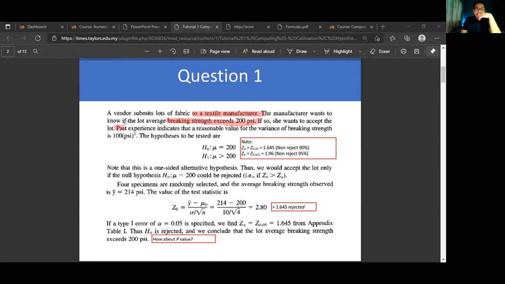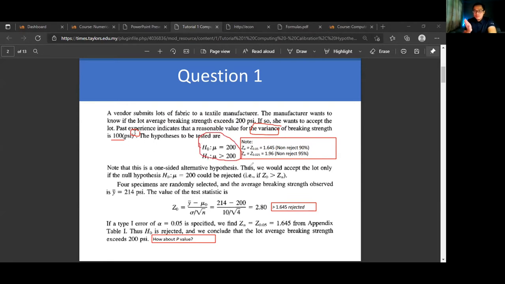Okay. So past experience indicates that a reasonable value for variance is 100 psi squared. So this is variance, and the variance is 100 psi, and this is squared because the unit is squared because of the variance. Variance is sigma squared, right? So it's 100 psi squared. If it's a standard deviation, then it is 10 psi, okay? Hypothesis is shown as this one.